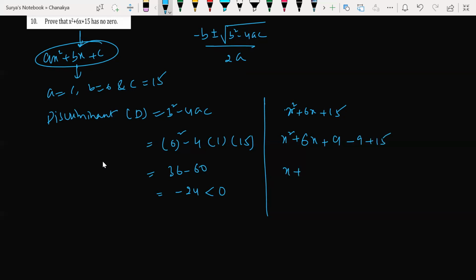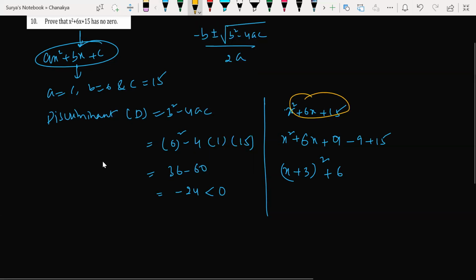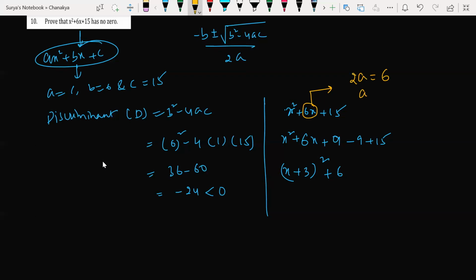Can I do it like this? So (x plus 3) square, minus 9 plus 15, which is plus 6. That is a method called the completing square method. You'll be learning it in class 10. I just add and subtract. How did you know we have to add and subtract 9 here? The x coefficient here is 6, equal to 2a, always. So what is a now? 3. Add and subtract the square of a here. What is the square? 9. So what did I do here?